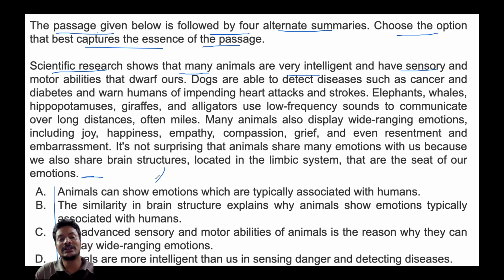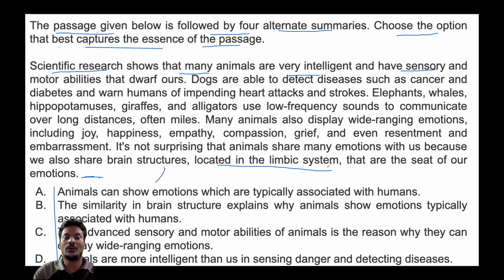So, what does the text try to tell us? The text tries to tell us that scientific research shows that many animals are very intelligent, right? It also tries to tell us we share brain structures located in the limbic system, right? So that are the seat of our emotion, right?